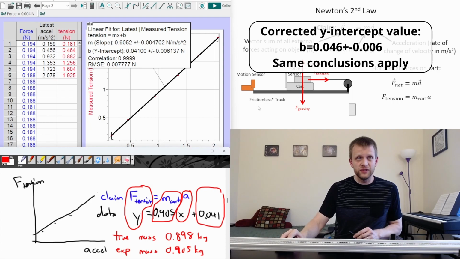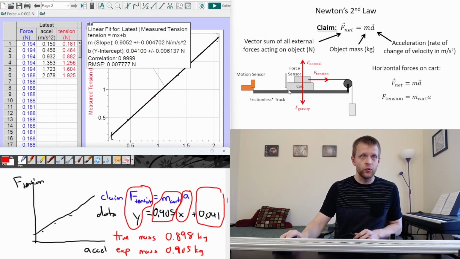Well, we said at the beginning, we're going to assume that this track is frictionless. And that's not going to be a great assumption to make. This track is low friction, but it is definitely not no friction. So let's see if we can actually improve on our model to see if we can get this data to fit a little bit better.